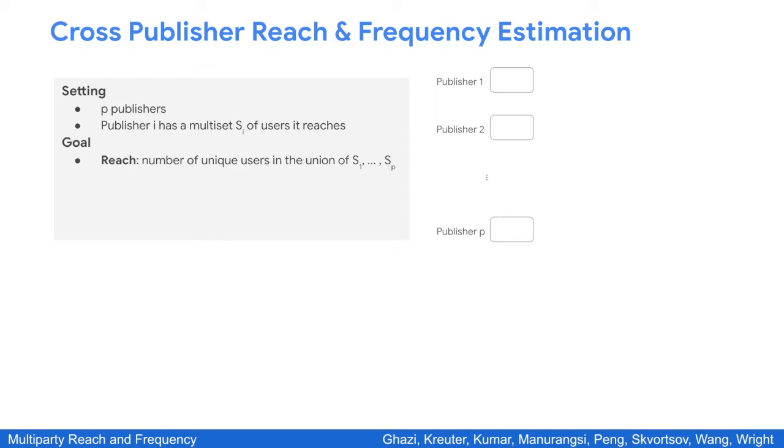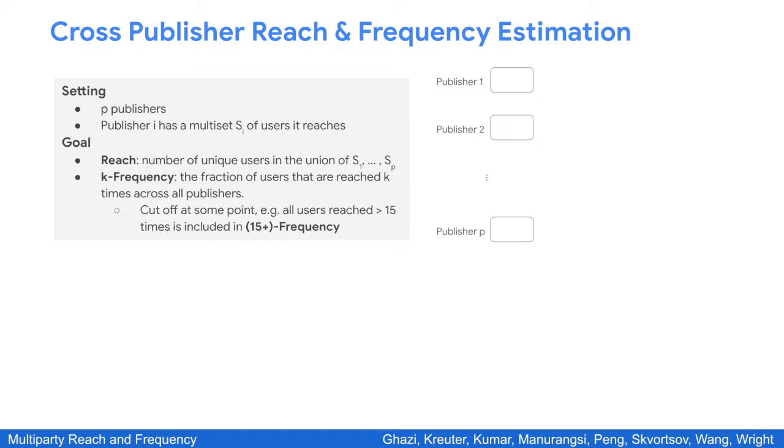Our goal is to first compute the total reach across all publishers, which is simply the number of unique users contained in the union of all the Si. Furthermore, we would like to compute the so-called frequency histogram, where the kth entry of this histogram, which we call k frequency for short, is the fraction of users that are reached k times across all publishers. For convenience, we typically cut off the frequency histogram at some number, like 10 or 15, and then group all the k greater than 10 or k greater than 15 together into a single bucket.